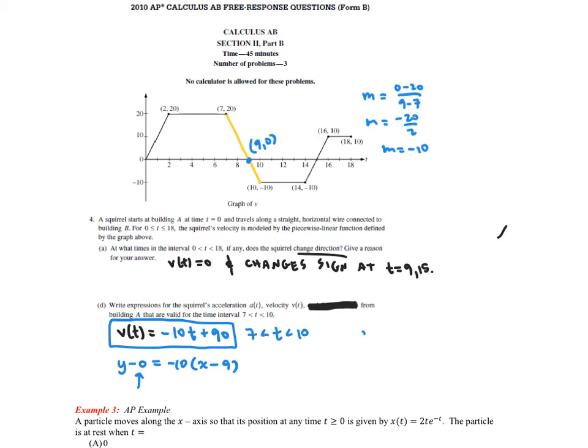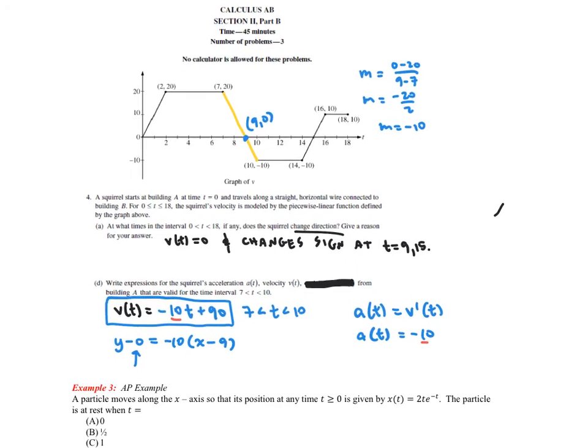So this would be an expression for the velocity, which would be valid between the times 7 and 10 for the squirrel. Now, the acceleration, of course, is the slope of the velocity, or the derivative of the velocity. Therefore, acceleration would simply be the slope of that line. All right, there's your acceleration showing up, and you get negative 10.